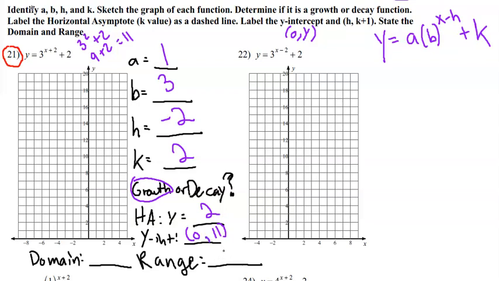And then our range would be y is greater than your horizontal asymptote. y is greater than 2. So that means we have from 2 to infinity for interval notation. Domain is all real numbers, negative infinity to positive infinity. Go ahead and try the other examples on your own for these characteristics of exponential functions, and then move on to the next section.